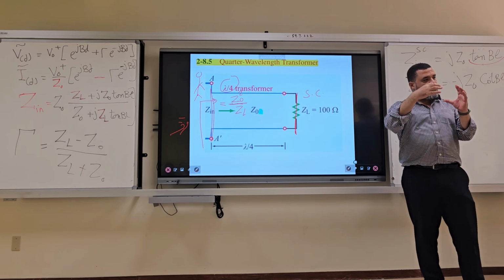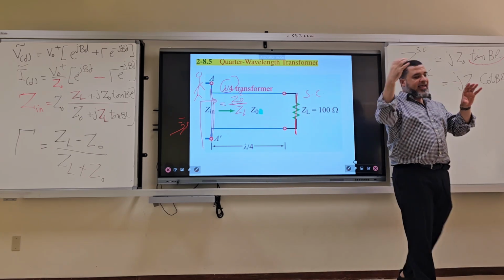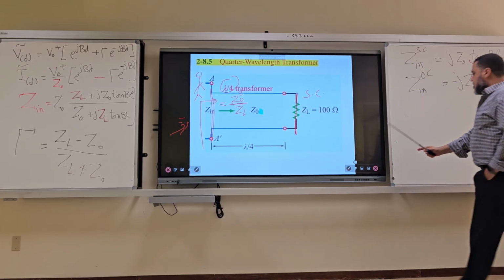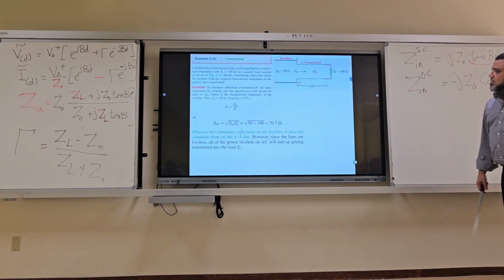To remove this reflection, you can add a piece of lambda over 4 between the main transmission line and the load. Did you get this? You will get it after you solve the next example. There's a nice example here.